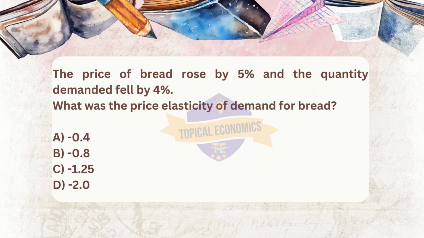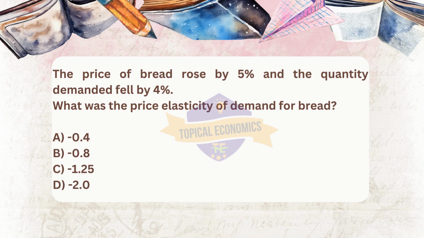Proceeding with the 11th question. The price of bread rose by 5% and the quantity demanded fell by 4%. What was the price elasticity of demand for bread? A. Minus 0.4. B. Minus 0.8. C. Minus 1.25. D. Minus 2.0. This question is from year 2020 May-June version 2 paper.